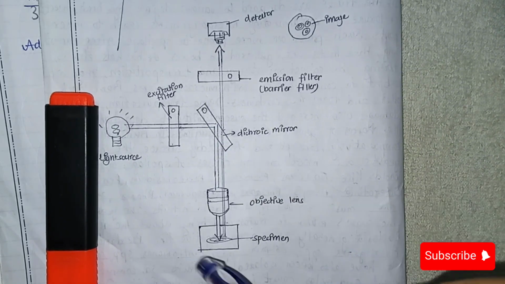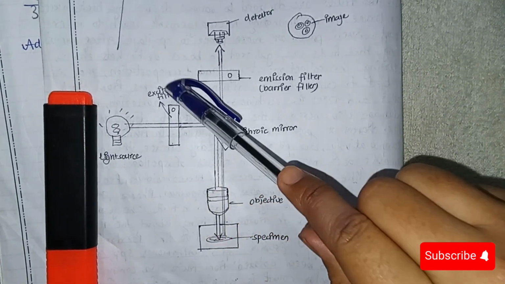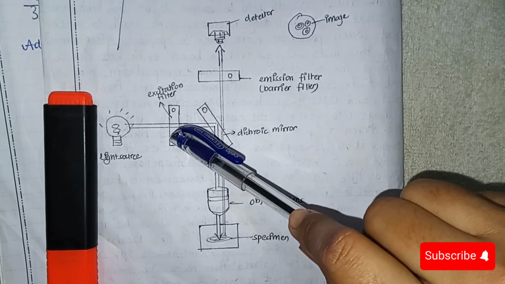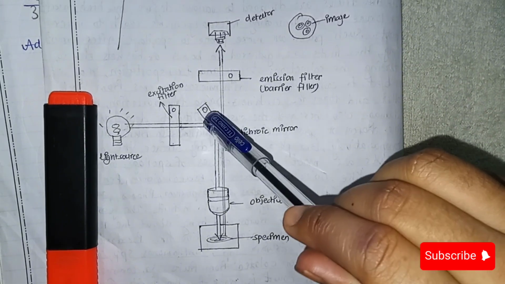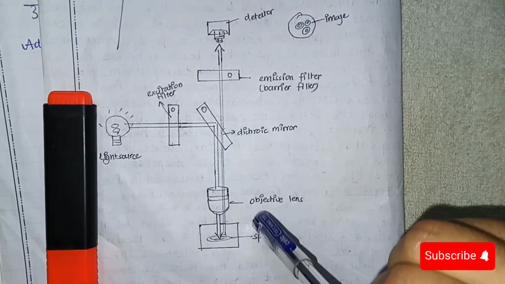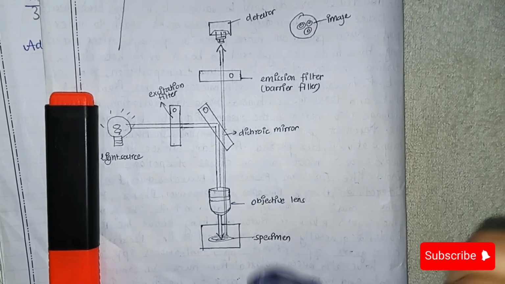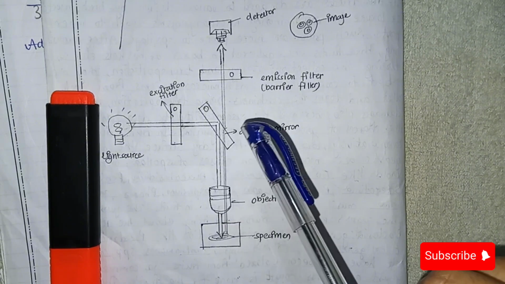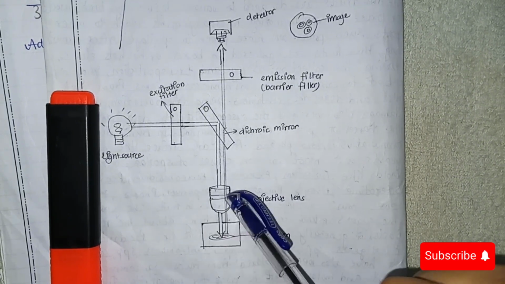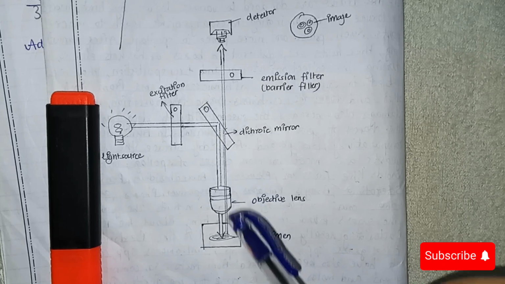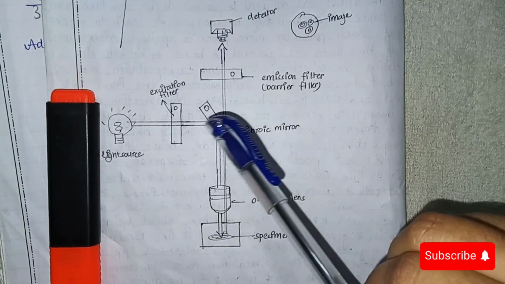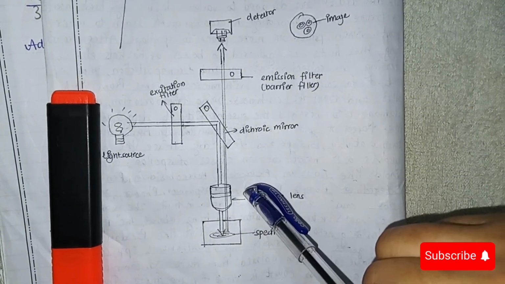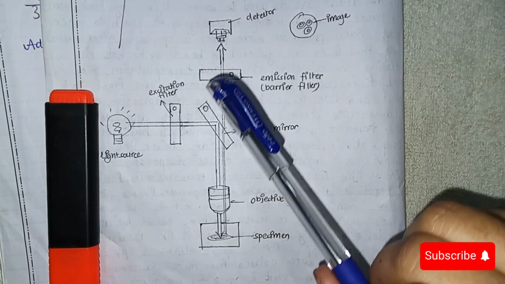Then it focuses it onto the specimen, the light rays that come from the light source, and it only allows the passing of specific wavelength, and in the dichroic mirror it is reflected, and it goes to the specimen, and the specimen is already stained with fluorescence dye, so it absorbs light. So fluorescence molecule absorbs light and emits light of a longer wavelength. This emitted light is collected by the objective lens, and passes back through the dichroic mirror.